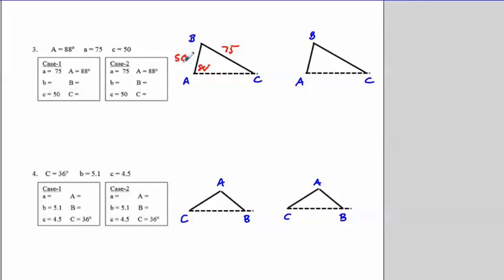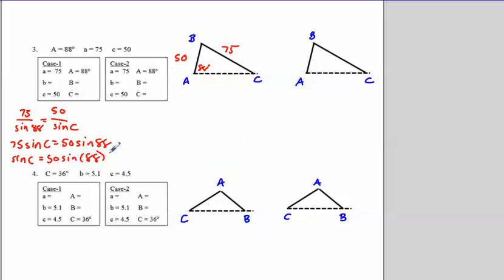Okay, so I'm going to solve with law of sines, and I'm given A and A, so I'm going to start with that. 75 over sine 88. And then I need to find C because that's opposite of what else I'm given. So that would be 50 over sine of C. Cross multiply, I get 75 sine C equals 50 sine 88. And divide by 75, sine of C is going to be 50 sine 88 divided by 75, and then do inverse sine to find angle C.